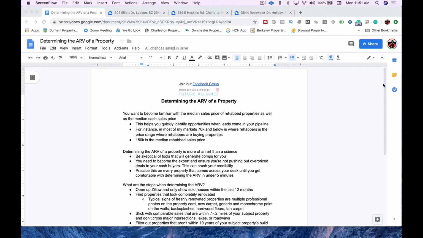But if you are about to contract a property with a seller, you absolutely need to know down to probably like $1,000 what that house will sell for to a rehabber. You don't want to be off. $5,000 could mean the difference of you making a profit or not making a profit when you assign a deal. And we want to make sure we get this part right, because we don't want to end up in a situation where we're contracting deals and we have to go and renegotiate with the seller. That's the worst feeling ever.